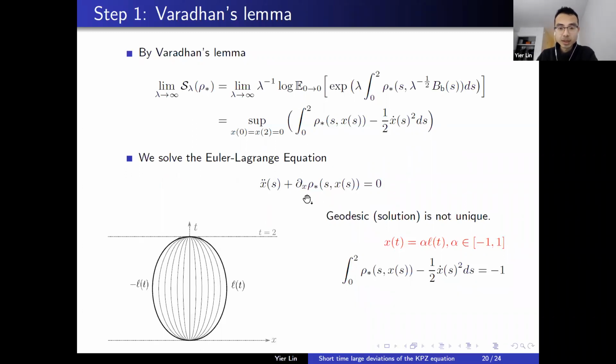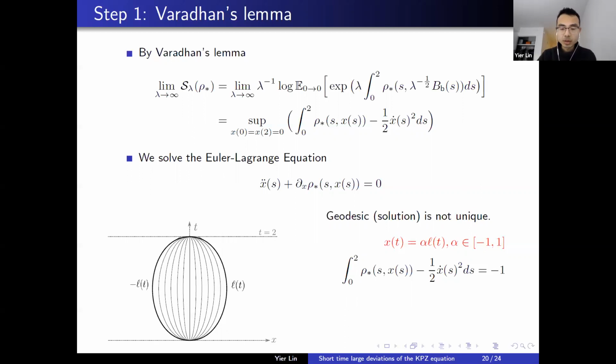First, it's not unique, and it's a one-parameter family given by this alpha L. Sometimes I will call this a geodesic, because you can also view this as a last passage percolation in a deterministic environment given by rho star. It turns out the solution, or the geodesic, is just given by alpha times L_T. What is L_T? If you remember, L_T is nothing but the boundary of your rho star. If you take L_T and negative L_T, they're both solutions. But if you multiply it by any number between -1 and 1, they're also solutions.